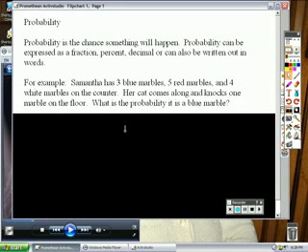For example, Samantha has 3 blue marbles, 5 red marbles, and 4 white marbles on the counter. Her cat comes along and knocks 1 marble on the floor. What is the probability it is a blue marble?